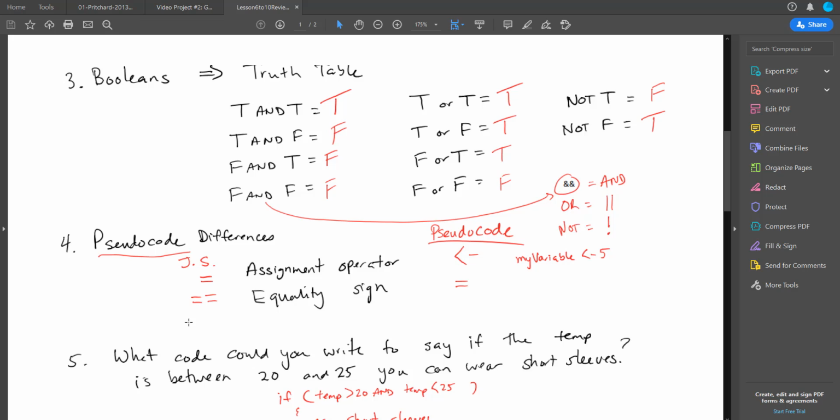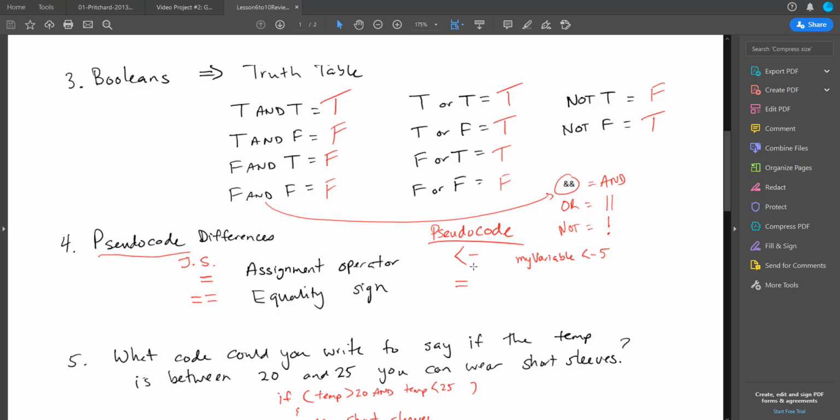Not caring if it was a string versus an integer, right? This double equals doesn't care. A string could be the same as an integer, okay? 12 as the string would be the same as 12 as the integer. But if you use the triple equal sign, that's not the case.